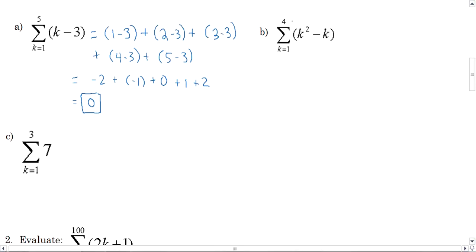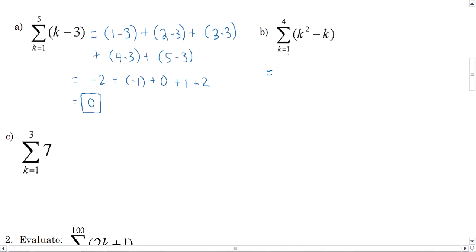And thank you for pausing. Okay, so let's evaluate this. Our lower index is 1, so we start from 1 and go up to 4. Here, there are only 4 terms. Just notice that the upper and lower indices are quite small, so we can just write them all out. Let's start off with 1.